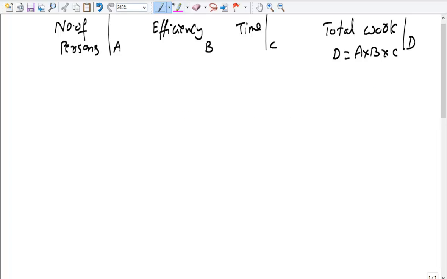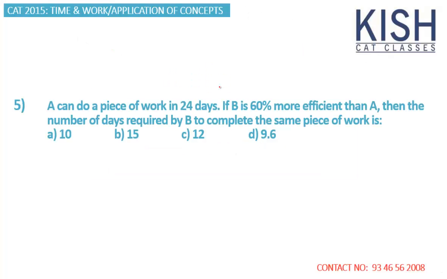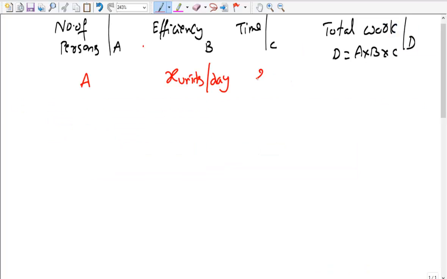Now, A takes, we have no idea about efficiency, so you can say X units per day, or you can take some number, you can guess 100 units, 10 units, 2 units, whatever, X units a day, and he finishes the work in 24 days. So it means the total work is like 100%. In terms of the number of units, that is 24x units.